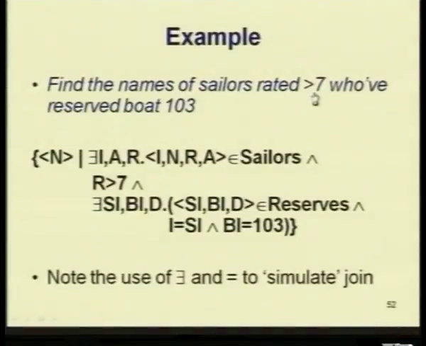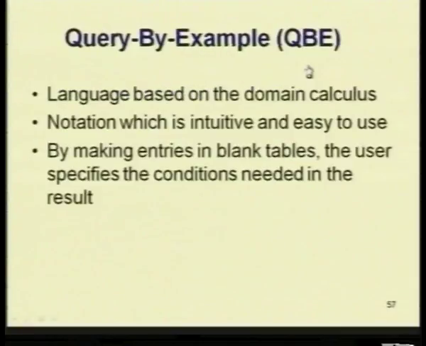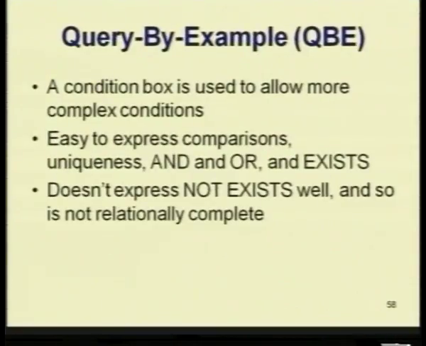So, find the names of sailors rated greater than 7 who have reserved boat 103. Please note here how all these are bound to sailors, and I want to get n. That is the free variable, but this part of it is not free and I am using all these. So, this is the explanation of the same query using domain relational calculus. I have just given all those that we have done in the previous one itself. You can try out some examples and understand this. Query by example is the language that has implemented domain relational calculus, and a condition box is used to allow all complex conditions.